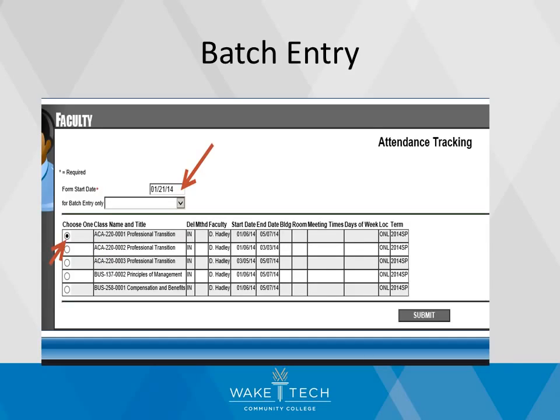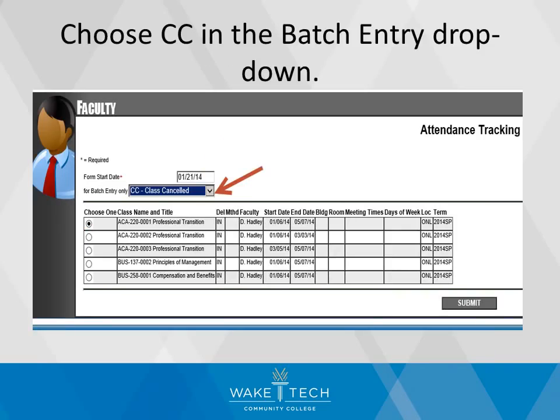If you need to cancel a class due to things like instructor illness or class cancellation due to weather, you will need to use the batch entry for class canceled. In the form start date, you're going to put the date that the class was canceled. You're going to select the class, and you're going to select the drop-down menu CC for class canceled. Once you've done that, you can press the submit button. Do double check to make sure your form start date is correct.